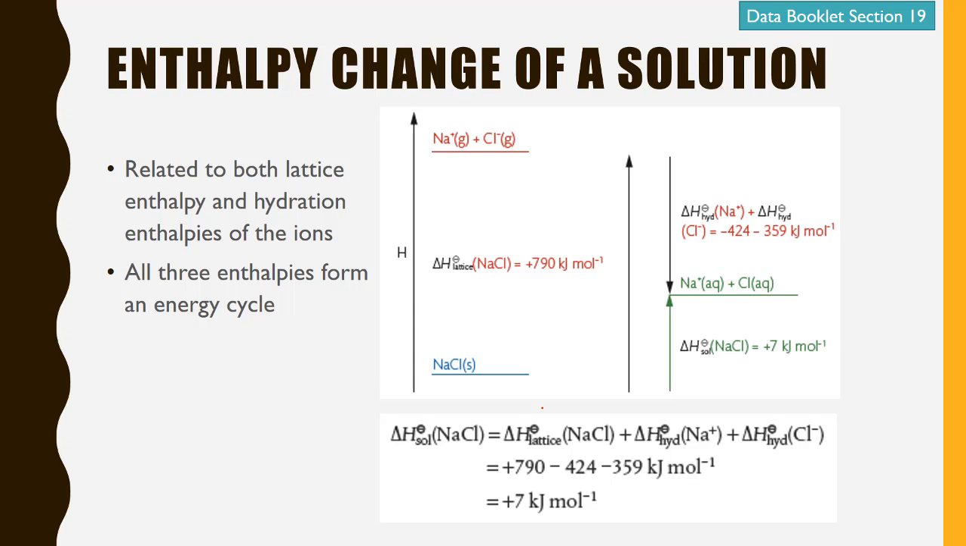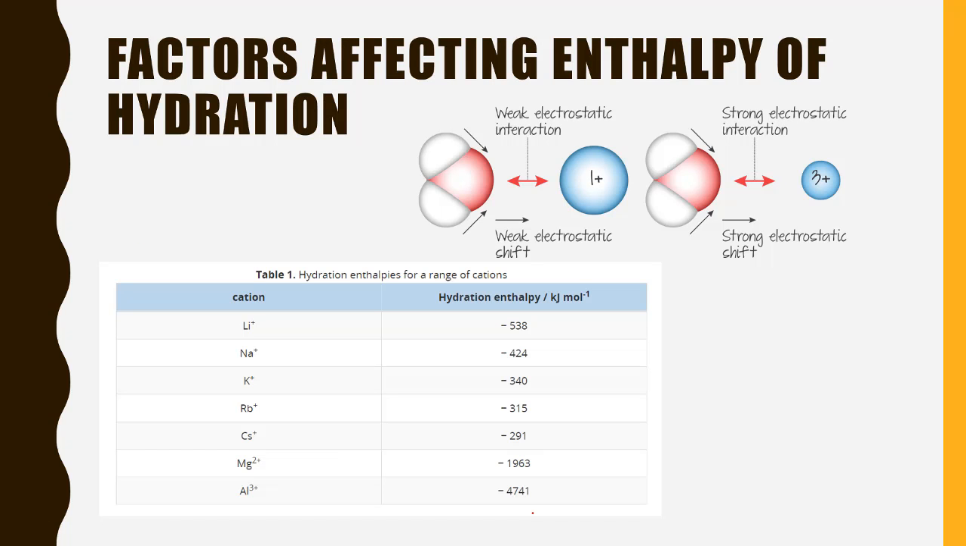Now, the enthalpy change of solution can be related both to the lattice enthalpy, how strong the attraction is within the lattice, and the hydration enthalpies, how much energy we're getting back. All of these form another type of enthalpy cycle. The enthalpy of solution at standard conditions of NaCl is the lattice enthalpy plus the hydration enthalpy of both of the ions. So this endothermic value minus the 2 exothermic values gives the overall enthalpy of solution.